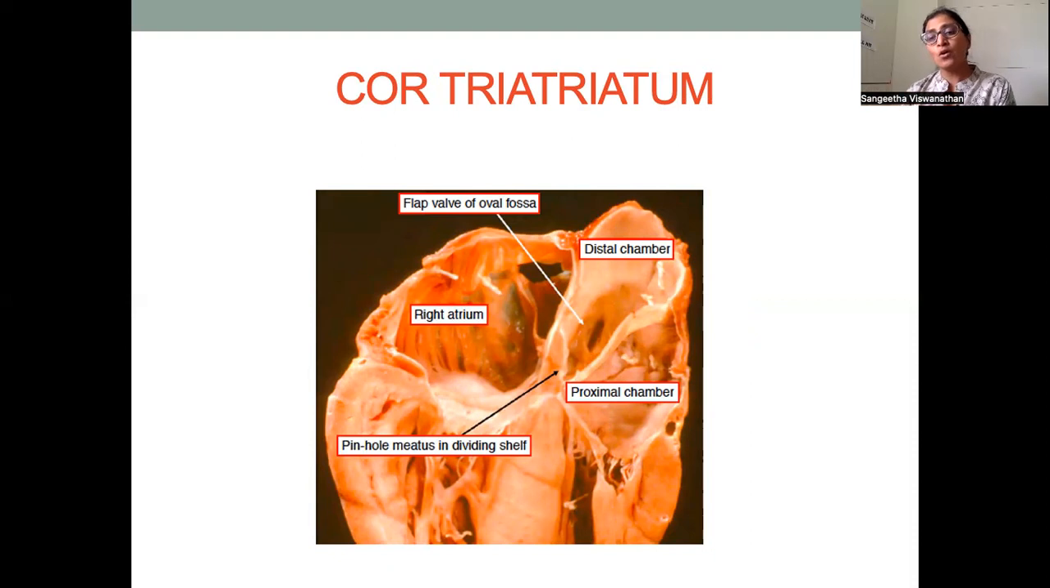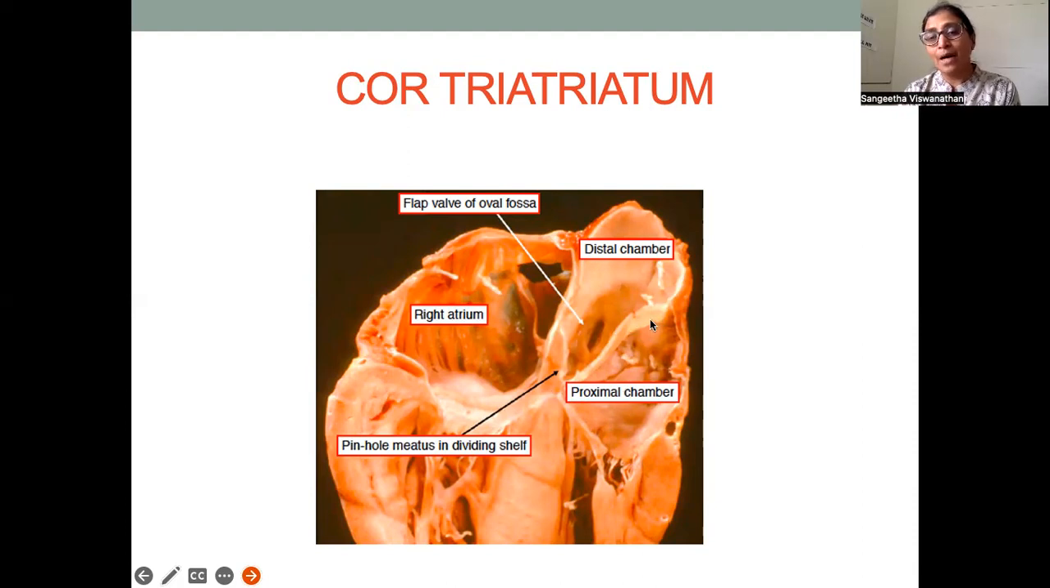So next we move on to another abnormality in the atrium. Just notice that we are going one segment after the other, right? We did situs, we did systemic and pulmonary veins. Now we are looking at the atrial septum and the atria. Atrial septum, we have had a broad overview. Now this is the chambers themselves. This is a rare condition called cor triatriatum.